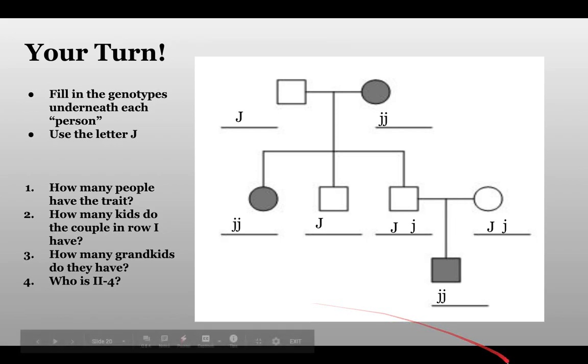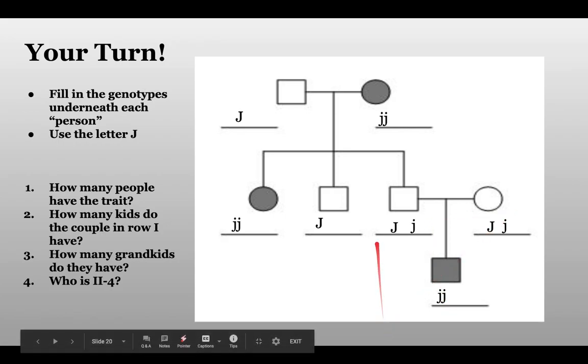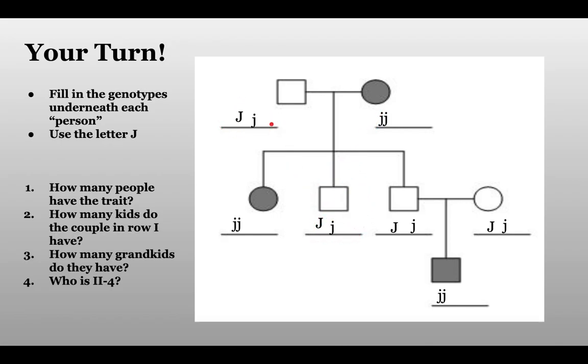If they have a parent or a child that has 2 lowercase, then they also will have a lowercase. So starting with these 2 parents, right? They have a child with lowercase, so they both have lowercase. Okay, moving on. This one right here has a parent with 2 lowercase. And then lastly, this one has a child with 2 lowercase.